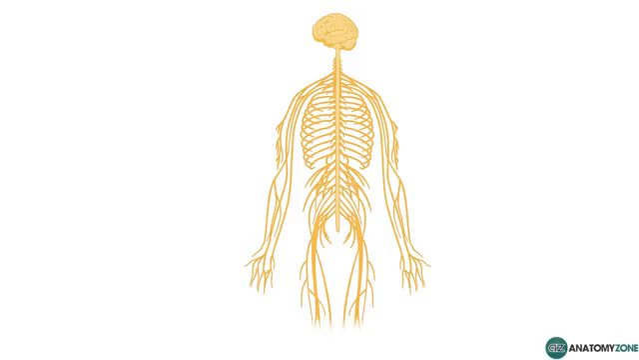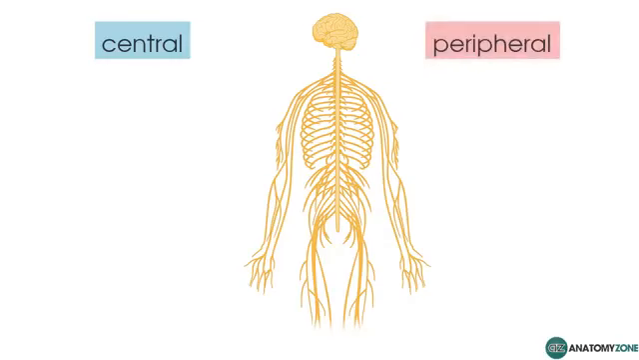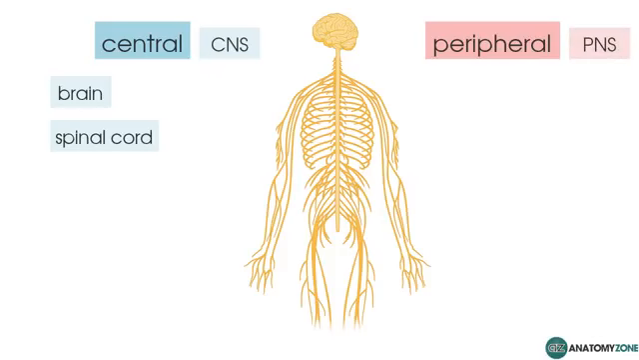So the nervous system is divided into the central nervous system and the peripheral nervous system. The central nervous system consists of the brain and the spinal cord, and the peripheral nervous system consists of those structures which connect the central nervous system to peripheral structures. In this tutorial I'll refer to the central nervous system as the CNS and the peripheral nervous system as the PNS. The CNS consists of the brain and the spinal cord, which you can see in this diagram here.